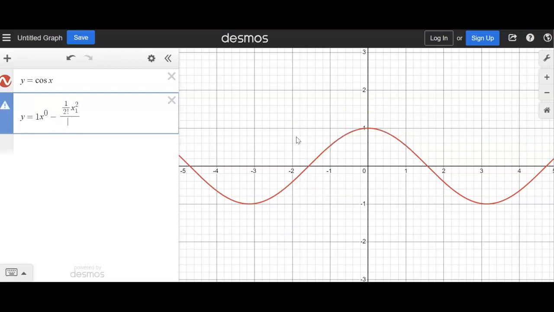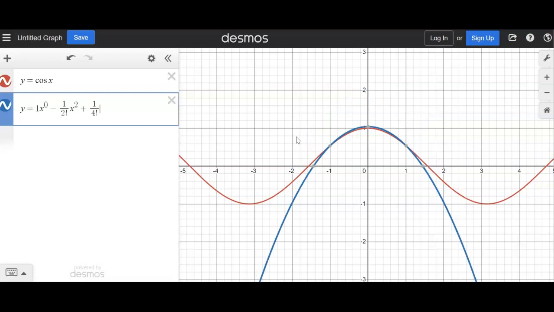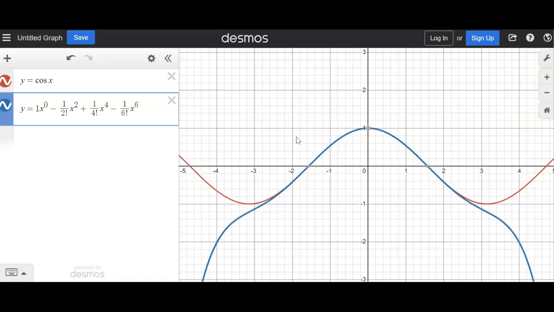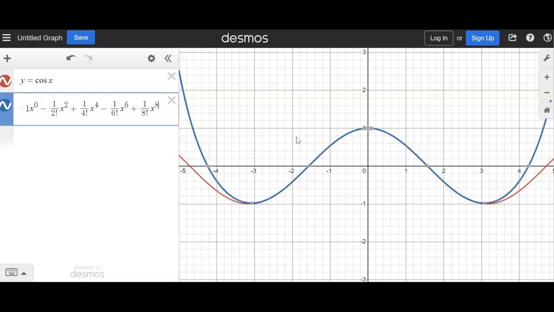If I do 1 over 4, oh, no, that's not what I wanted to do. Plus 1 over 4 factorial, x to the 4th. Okay, you'll start seeing, again, our interval of convergence around that original point, centered around x equals 0, ends up being pretty stinking good. And it just so happens that if you take this all the way up to infinity, if you make this an infinite polynomial, you can actually approximate cosine on the entire real line by a polynomial.